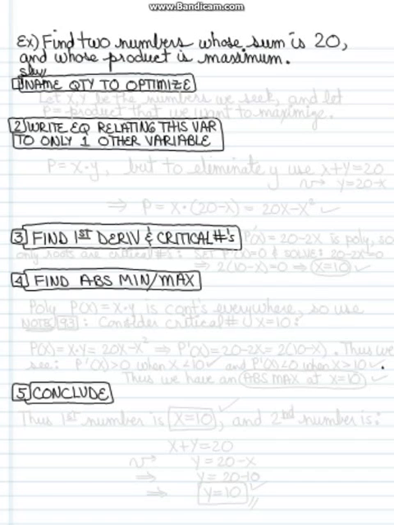Here we have an optimization problem. Find two numbers whose sum is 20 and whose product is maximized. We're going to follow this outline to answer this question.